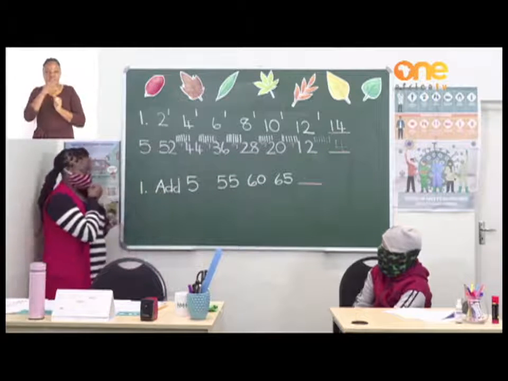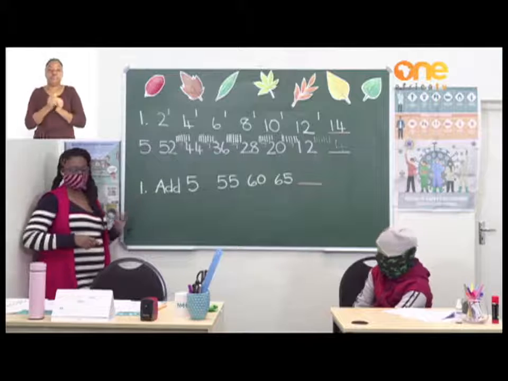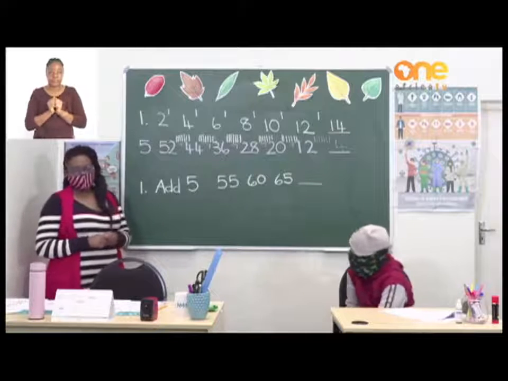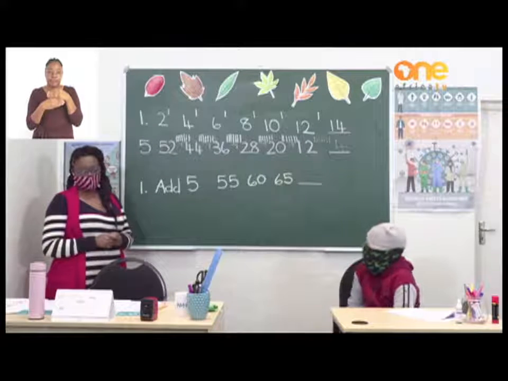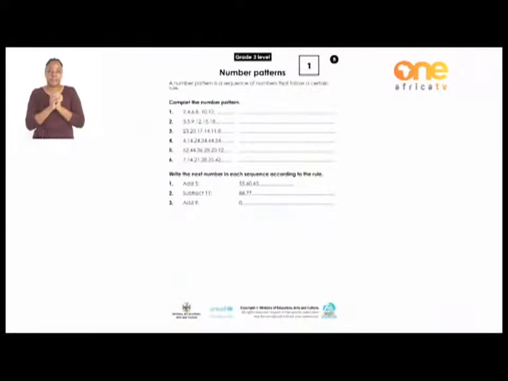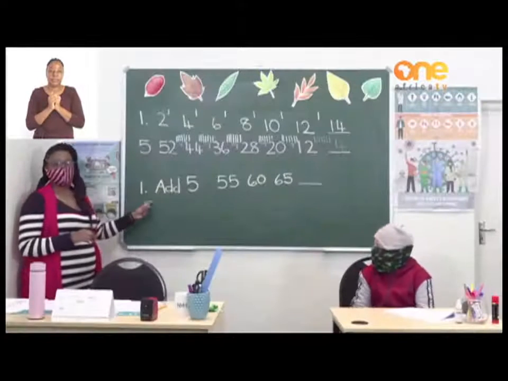Now let's go down to the exercise below. The exercise below says, write the next number in each sequence according to the rule. As you can see, number 1, number 2, and number 3 have different rules. We are only going to do number 1 together, but we're not going to go very, very far. We are going to start because it says add 5. Let's take a look at the board.